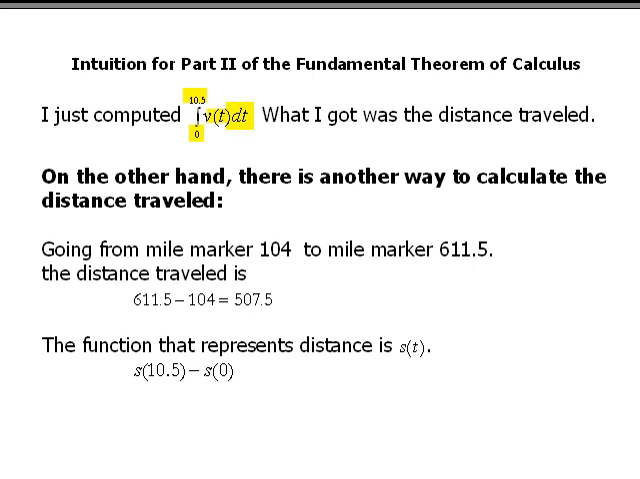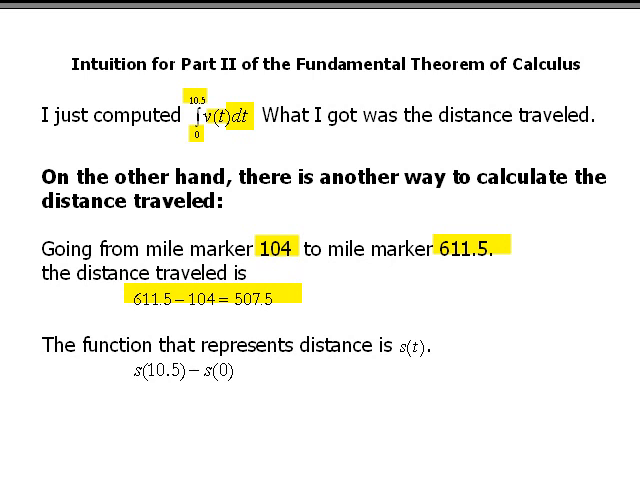On the other hand, you would say there's an easier way to calculate the distance traveled. Say you started at mile marker 104, and when you stopped you were at mile marker 611.5, if there was such a mile marker. What was your distance traveled? Subtract them and you would get 507.5. So there were two ways to calculate the distance traveled. One was take the velocity and multiply by time. The other was take the two displacements and subtract them.